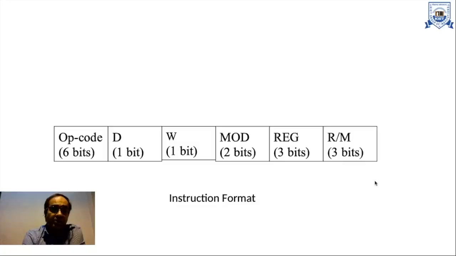Now this is the diagram of the instruction format. As you can see over here, this entire instruction format is divided into several parts. The first part is the opcode, which has a size of 6 bits. We have D, that is direction, of 1 bit. We have W, word, of 1 bit. We have MOD, 2 bits. Register, REG, 3 bits. R/M, 3 bits. Now we'll discuss each and every field in detail.